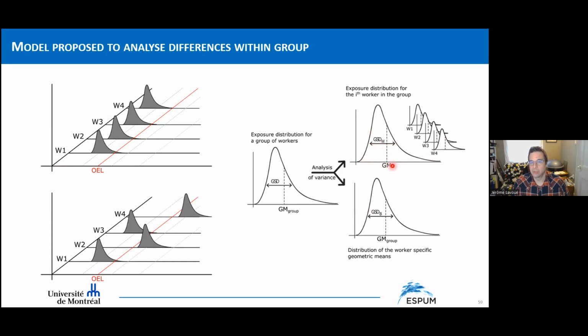And if you take all the geometric means from the workers and create a histogram with them, you get this distribution where you have the geometric mean of the group, and of course, all values are geometric means from individual workers. And so the difference, the fluctuations across workers, is called the between worker variability. So you see the total GSD is split between these 2 components. And of course, the between worker variability is going to tell us whether the group is homogeneous or not.